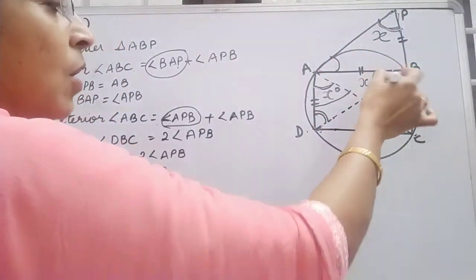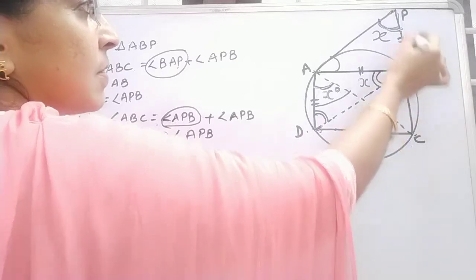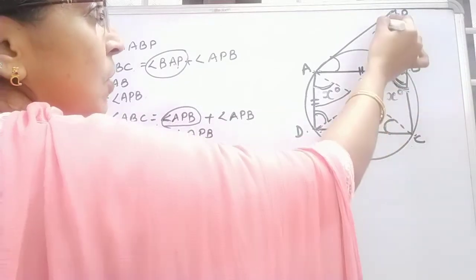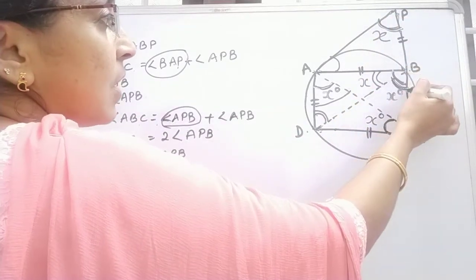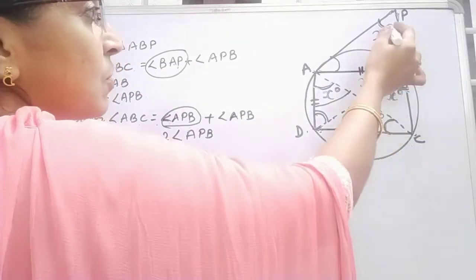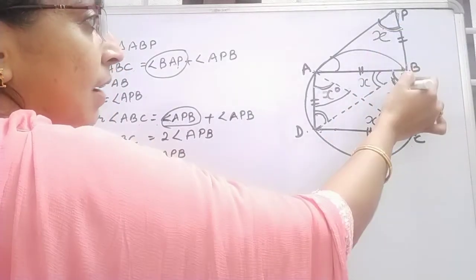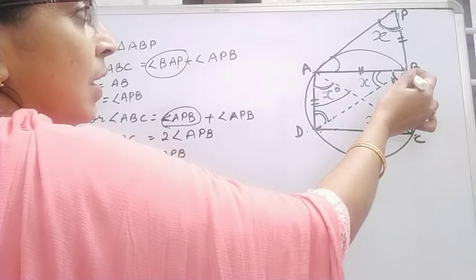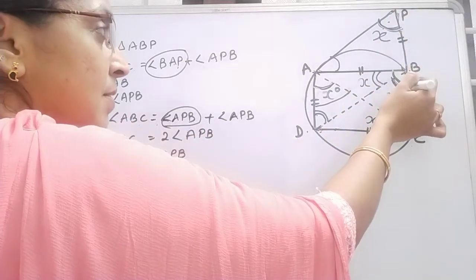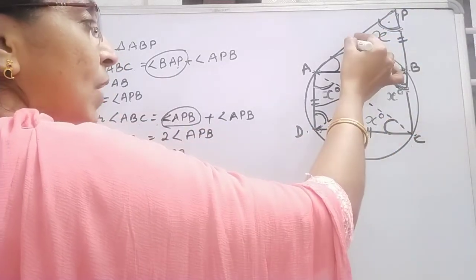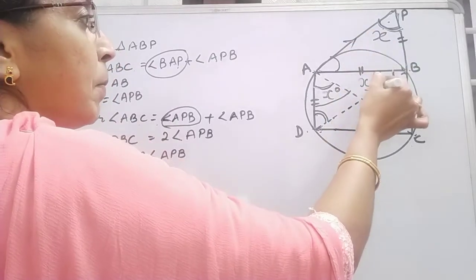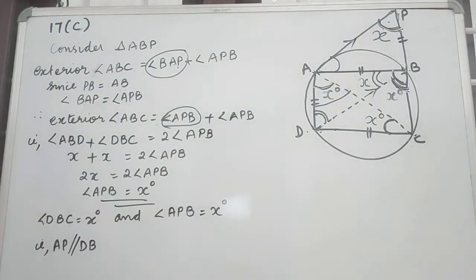We can prove that. Why? Because this is a transversal. PB is the transversal. So this X and this X are equal, which means these two are the corresponding angles. If these two are equal, this is a transversal. So directly we can write that AP is parallel to DB.